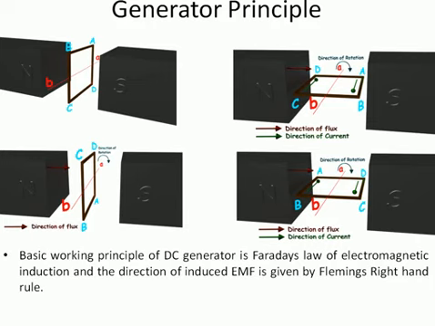The working principle of DC generator is Faraday's law of electromagnetic induction. As you are aware, according to Faraday's law of electromagnetic induction, whenever there occurs a change in flux linkage, an EMF will get induced in that particular conductor.